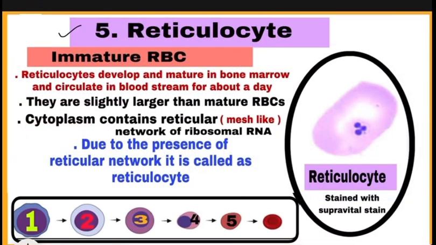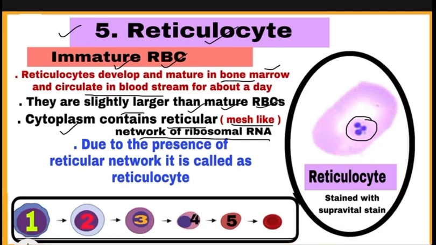After late normoblast, next stage of erythropoiesis is reticulocyte, also called as immature red blood cells. Reticulocytes develop and mature in bone marrow and then circulate in bloodstream for about a day. They are slightly larger than mature red blood cells, and cytoplasm of reticulocyte contains reticular means mesh-like network of ribosomal RNA. You can see here, this is the reticular network of ribosomal RNA which can be stained with supravital stain. And due to the presence of this reticular network, it is also called as reticulocyte.